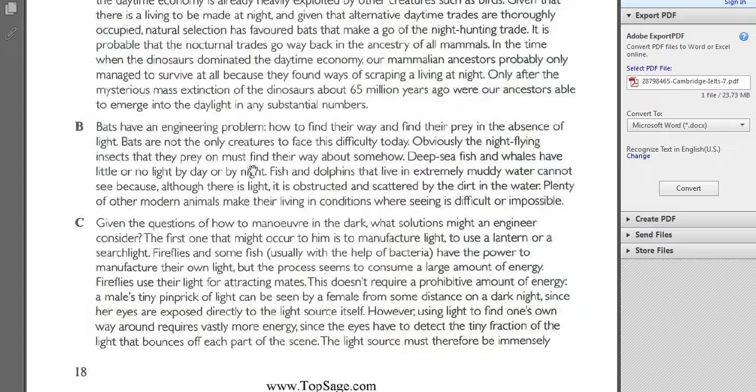Now for this question, all they want to know is what paragraph it can be found in. So it can be found here. Paragraph B talks about animals, and look, animals. So this paragraph is talking about night-flying insects, fish, dolphins, so it's other wildlife. So then I know that that's the answer.